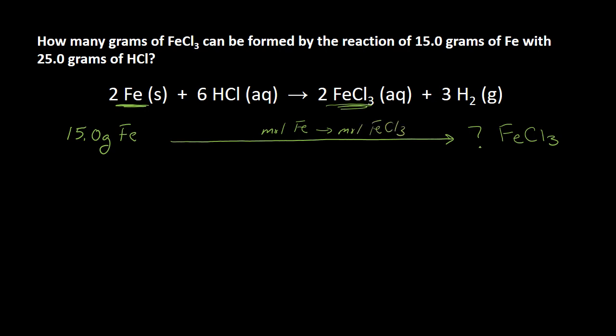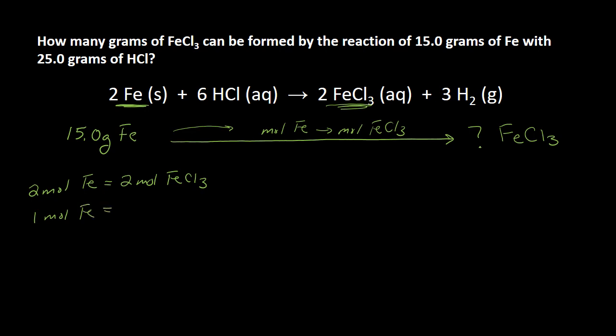Okay. And that relationship comes from the balanced equation. So 2 moles of iron is equal to 2 moles of iron chloride. All right. Then we also have to do a gram to mole conversion here. We can get that from the molar mass, right?